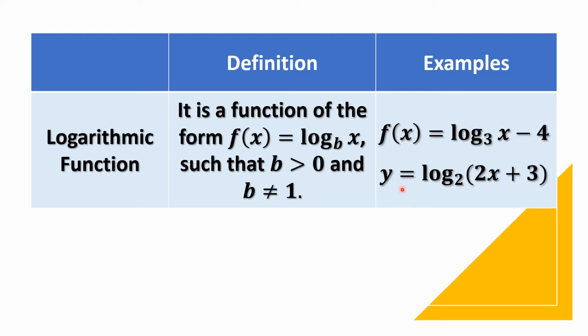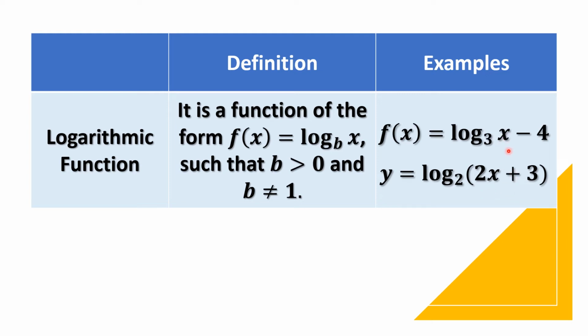The second example, we have y is equal to log of quantity 2x plus 3 with base 2. Here, y is our function notation. You will notice the two expressions: the first example is without the parentheses, then the second is with the parentheses. So what is their difference?